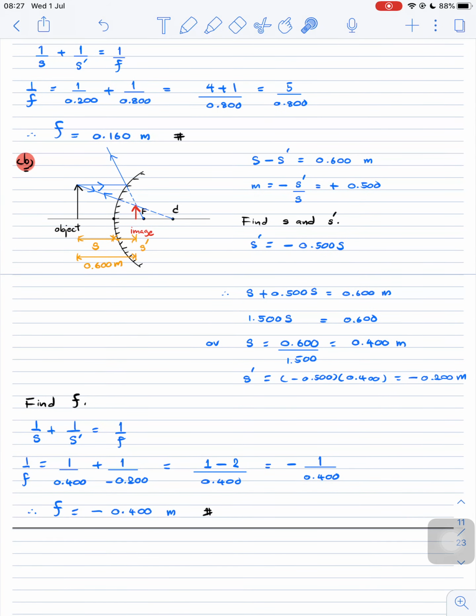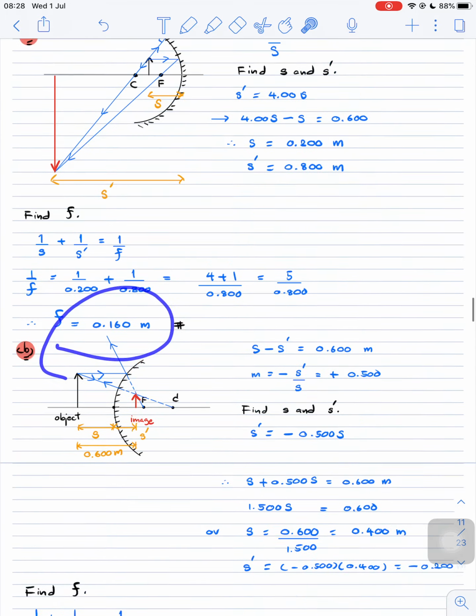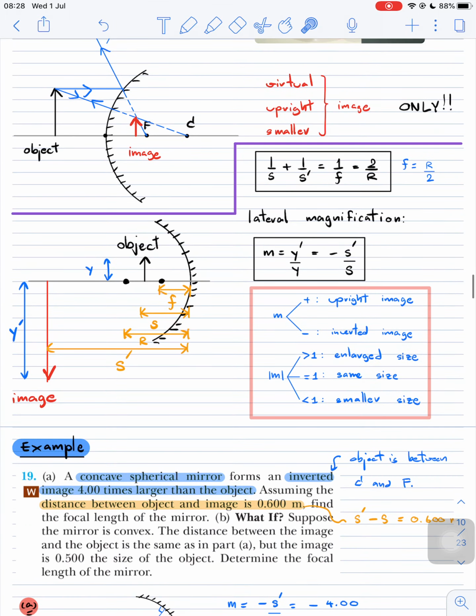If we want to find the radius of curvature, we just multiply this focal length by 2, because the focal length equals the radius of curvature over 2. So it means that the radius of curvature equals 2 times the focal length.